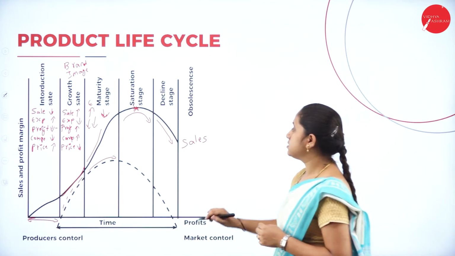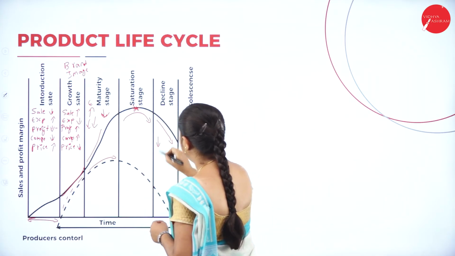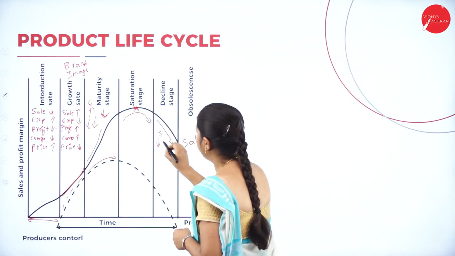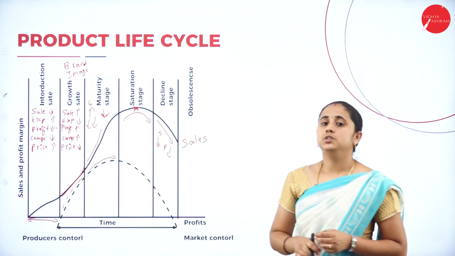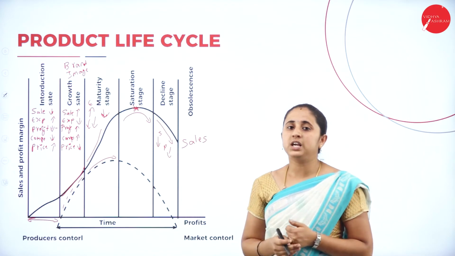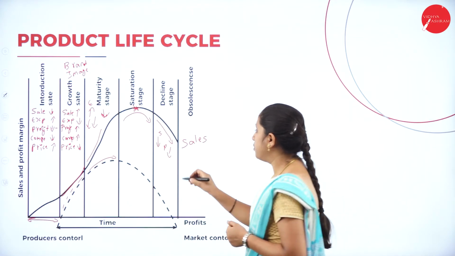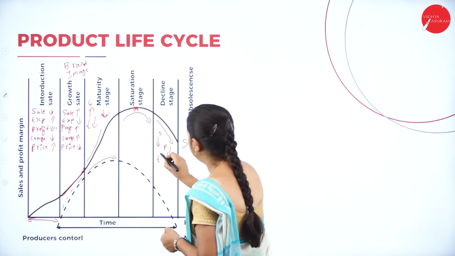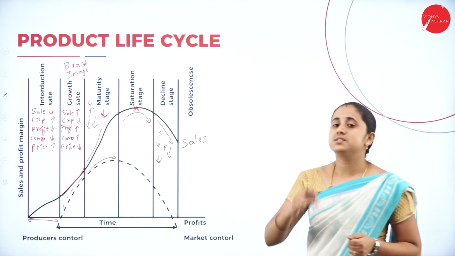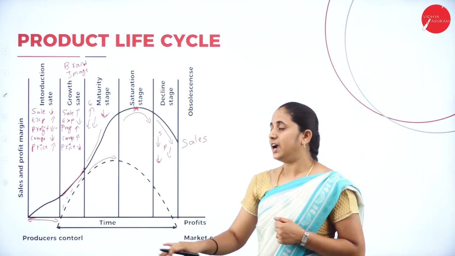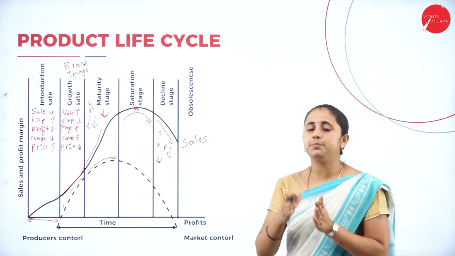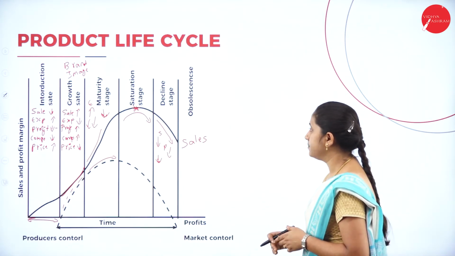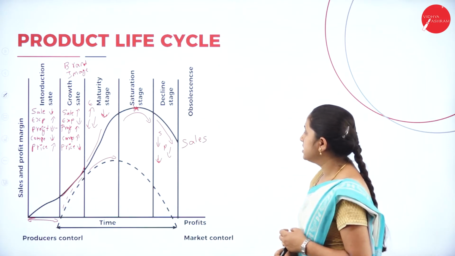Here sales come down and profit also comes down. Then you will stop promoting your product. So now promotional expenses are reduced because the sales are coming down, so you will stop promoting your product, or you will decrease the promotional expenses. These are all the decline stage strategies.